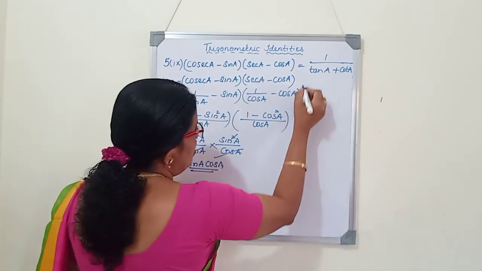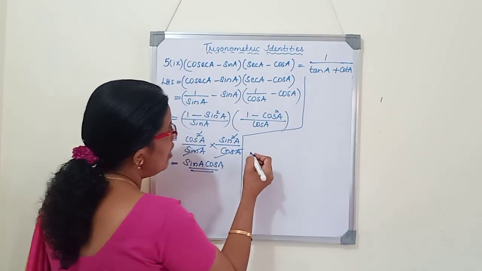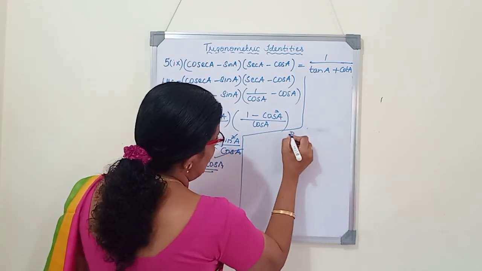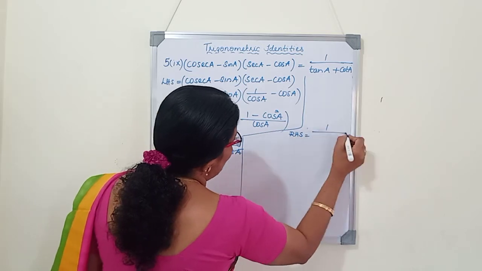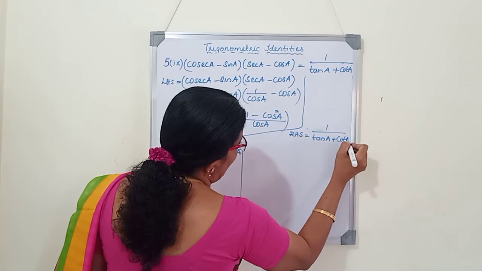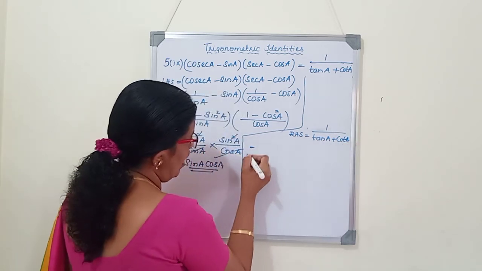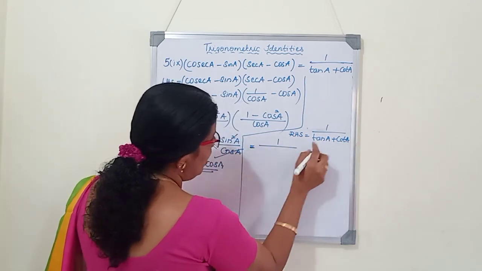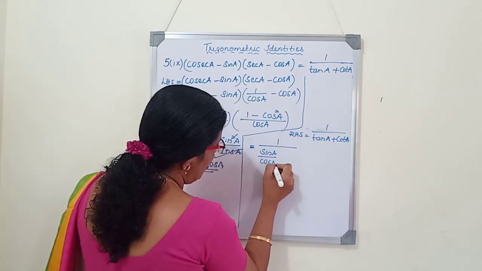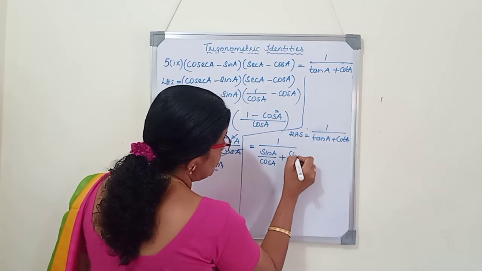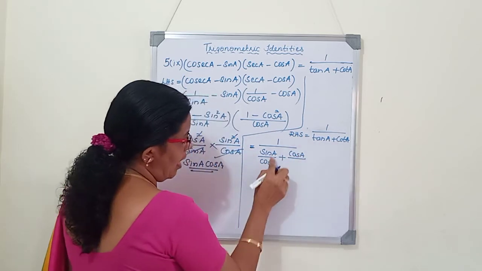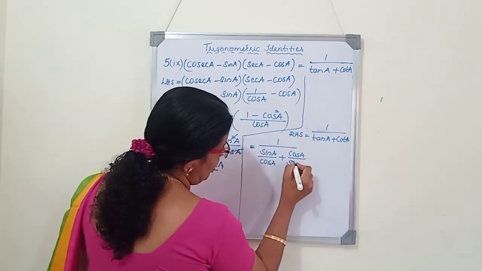Now we will try the RHS. So RHS equals, this is given, 1 by tan A plus cot A, that we will write. Tan A and cot A we will write in terms of sin A and cos A, that is 1 by tan A is sin A by cos A, plus cot A is cos A by sin A. Tan and cot are reciprocals. So tan A is sin A by cos A and cot A is cos A by sin A.